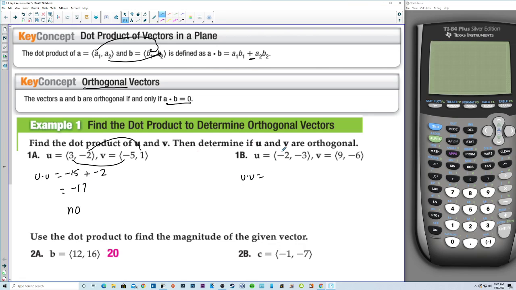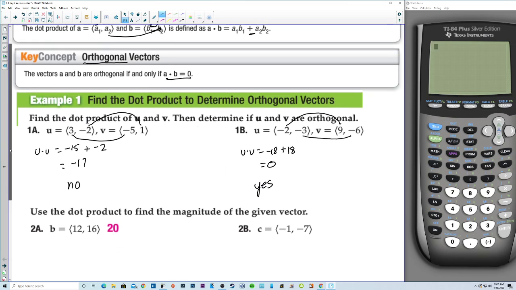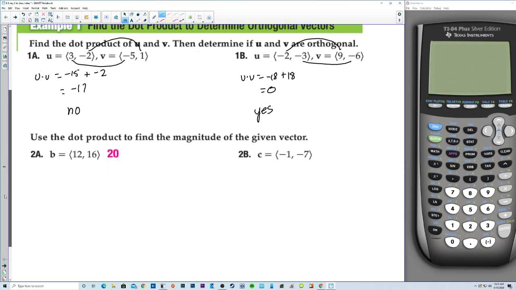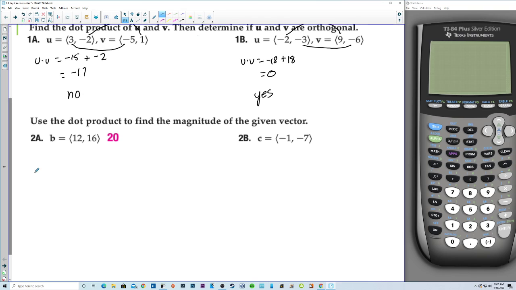So u dot v here is negative 2 and 9 is negative 18. And then add positive 18, and then the dot product is 0, and then we say yes, orthogonal. And I think the answer in the back of the book or the solution manual will say orthogonal or not orthogonal. Use the dot product to find the magnitude of the given vector.